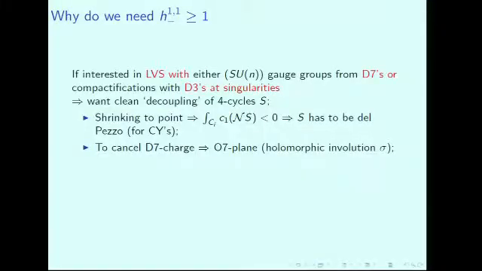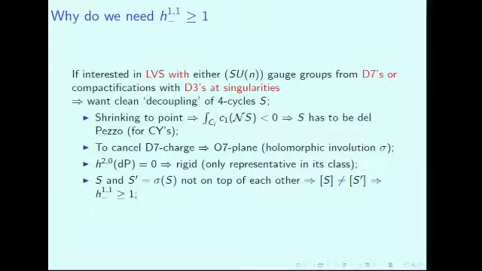So for model building we want to cancel the D7 brane charges, so that means that we need a holomorphic involution. And further we know that for del Pezzos h2,0 is 0, so that means that these divisors are rigid. They are the only representatives in their class. Yeah?